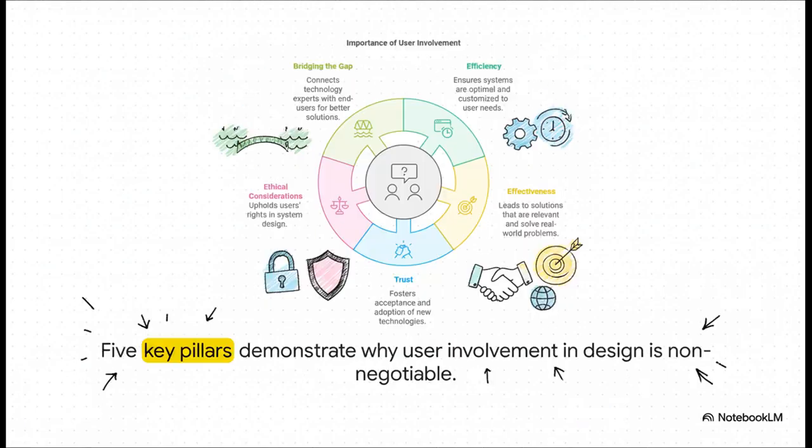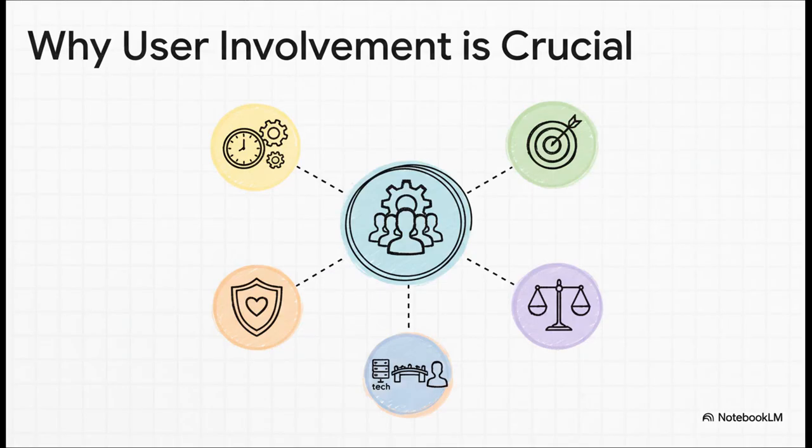Okay, but why is this so incredibly important, especially when we're talking about something as personal and critical as healthcare? Well, as this slide shows, there are basically 5 key pillars that make getting users involved an absolute non-negotiable. So think about it. Bringing users in makes your solution way more efficient because you're not wasting months building the wrong thing. It's more effective since it's designed to solve a problem that you know is real. And this one is huge in healthcare. It builds trust. It also upholds the ethical right people have to a say in the tools that affect their health. And finally, it bridges that massive gap between the tech experts, us, and the people we're actually trying to help.